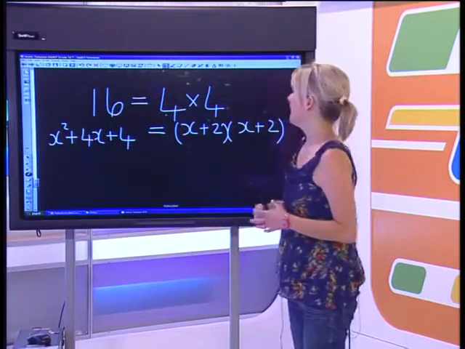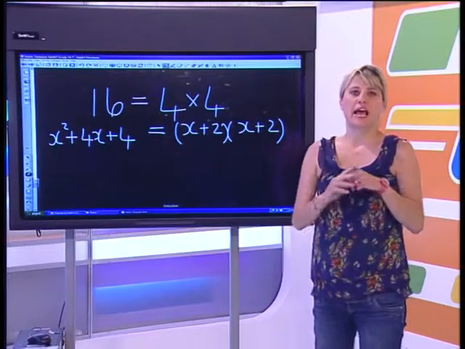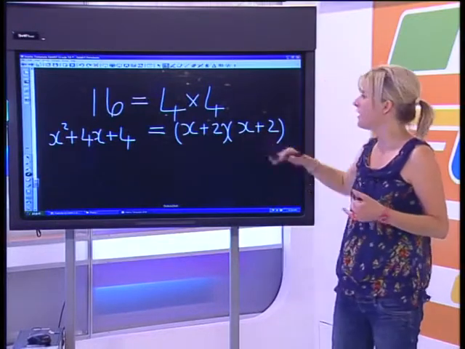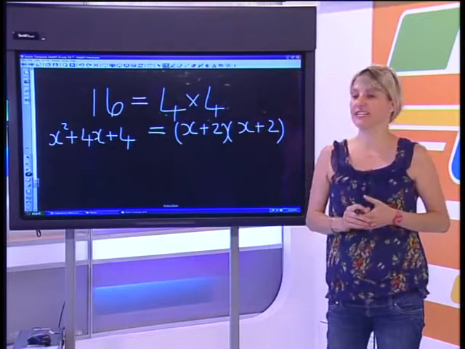So I get a square number, and usually I would say that a perfect square would refer to an algebraic expression that can be written as one thing times another thing that's identical.